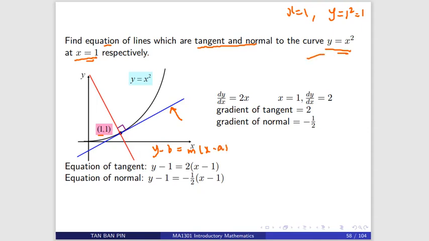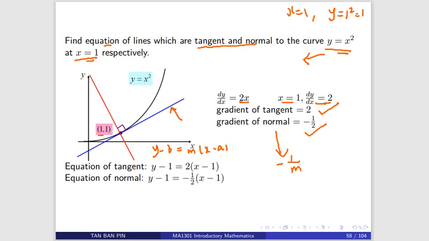y = x squared, so we do differentiation. Differentiating x squared gives you 2x. And then you sub x as 1, you can find dy/dx. Sub x as 1, 2 times 1 is 2, so dy/dx is 2. So which means the gradient of the tangent line is 2. Then the gradient of the normal line will be -1/2. Remember, for the normal line, the gradient is -1 over m, if the gradient of the tangent line is m.